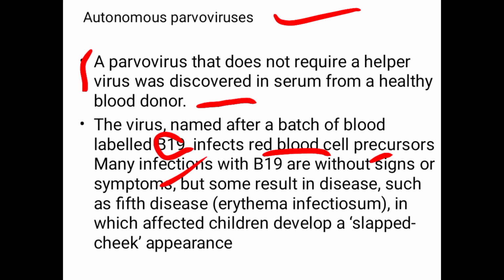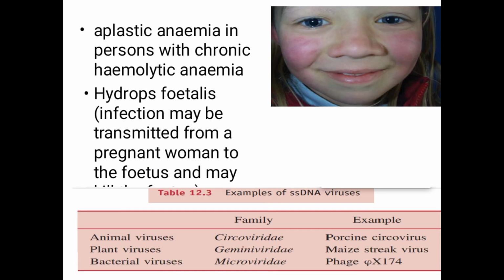For example, fifth disease. Fifth disease is also called erythema infectiosum. In this disease, children develop slapped cheeks. Look at this. This is a slapped cheek. Now, it also causes aplastic anemia in persons with chronic hemolytic anemia. It also causes hydrops fetalis. This infection may be transmitted from pregnant women to the fetus and may kill the fetus.